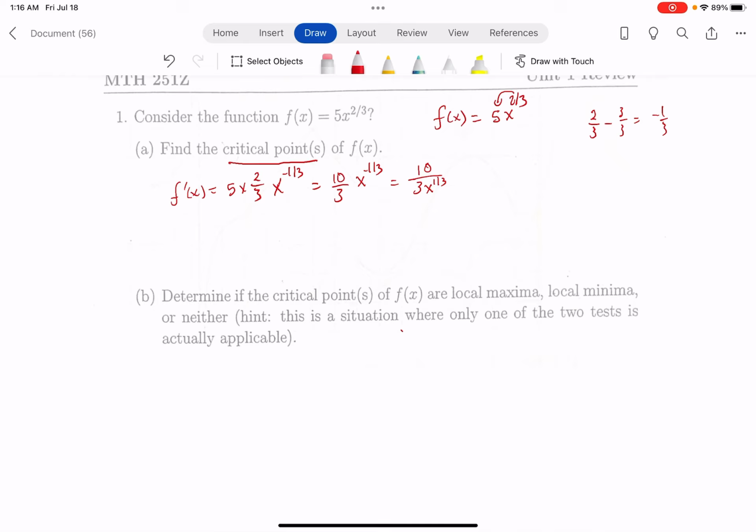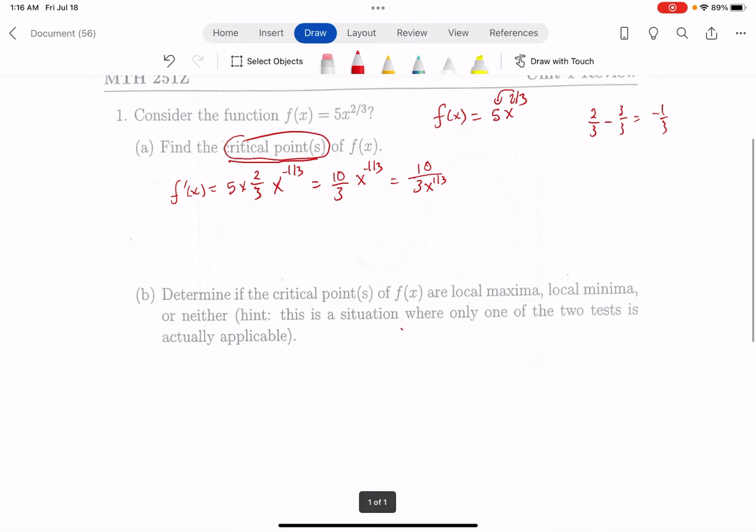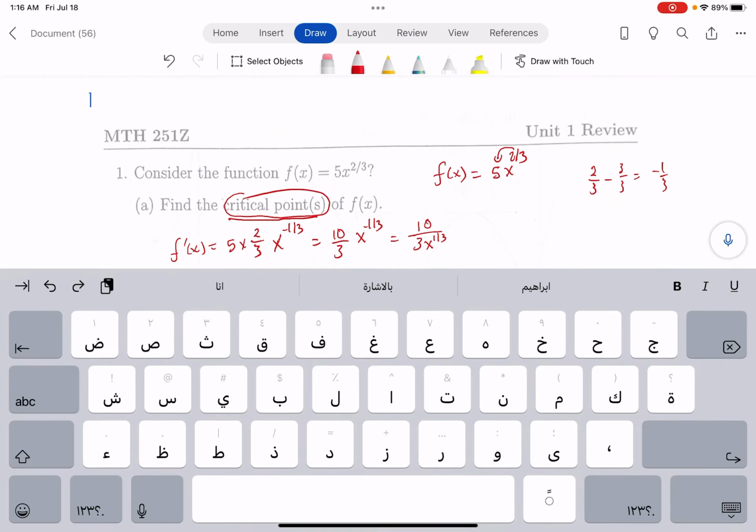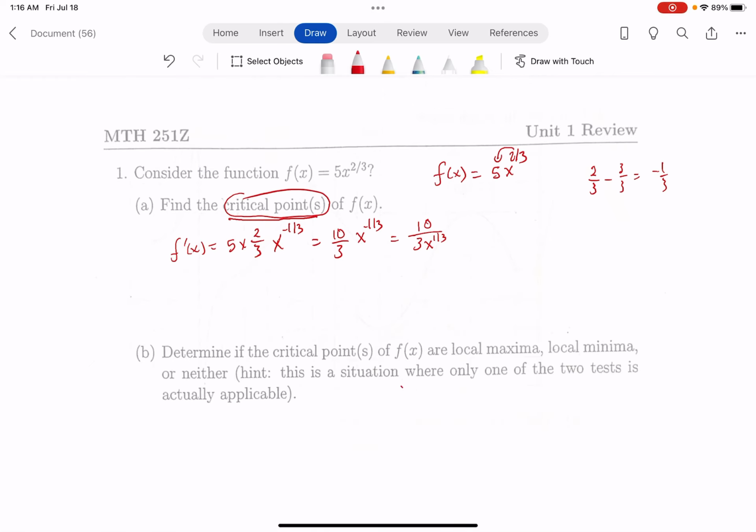Now, in order to find the critical point, you have to set the derivative equal to 0. So to find the critical point, f'(x) equals 0, which means that 10/3 x to the power minus 1/3 equals 0.